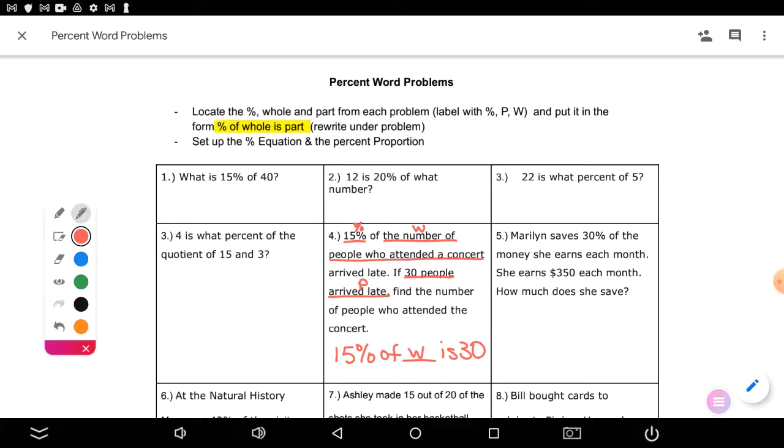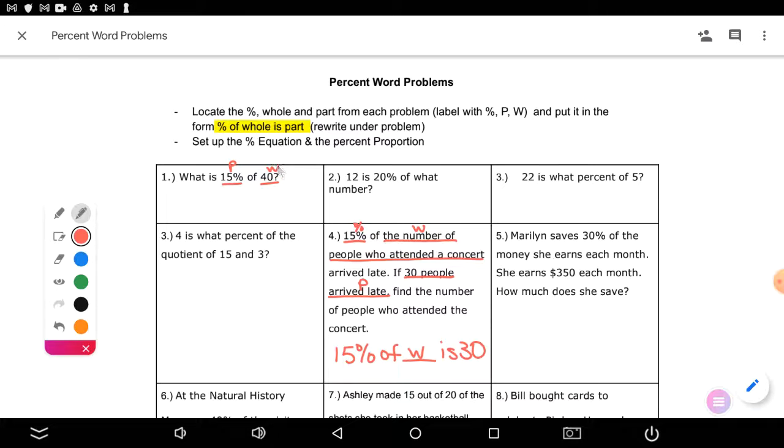Okay, locate the percent first. If it's not given, if you don't see a percent sign, that means that's what you're looking for. So what is the percent in number 1, Jake? 15%. So I'm going to put a P above 15%. Percent of whole is part. So what does my whole have to be, Elise? 40. So I'm going to put a line under 40.